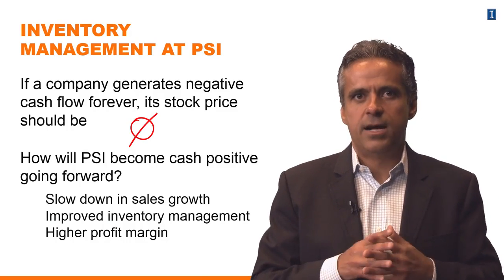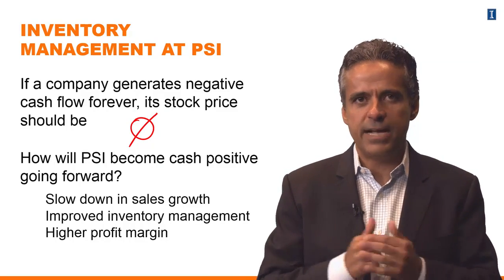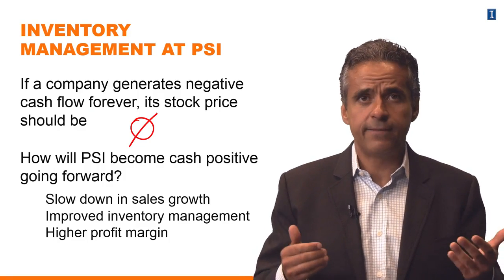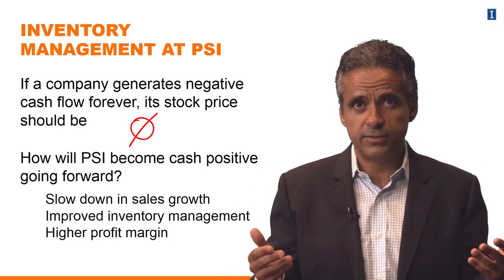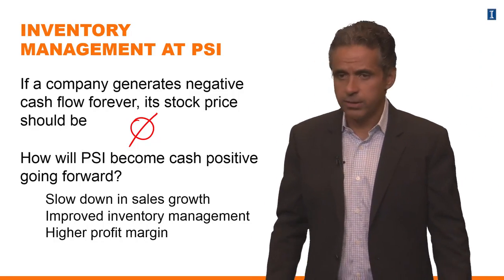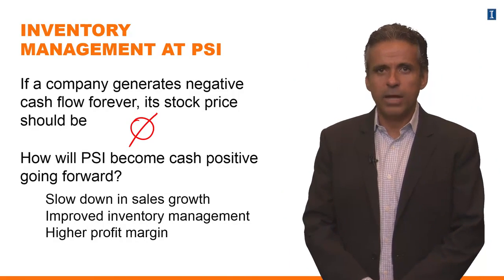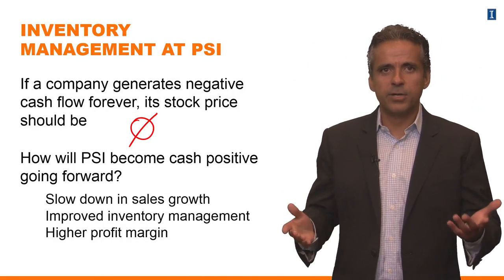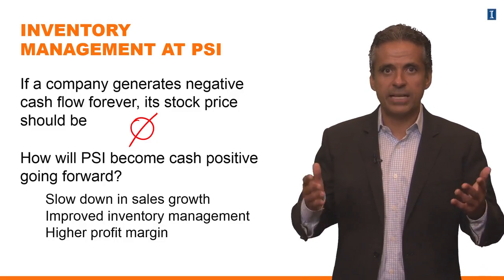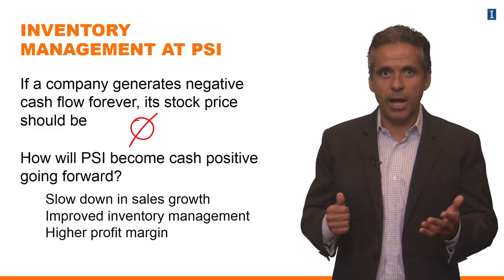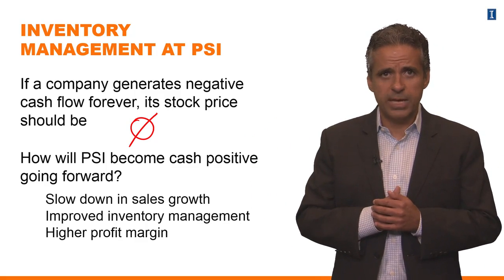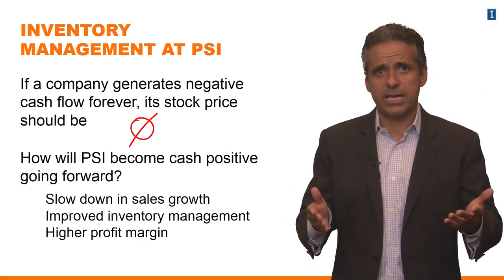And of course, PSI is not bankrupt. PSI is a valuable company. Why is this the case? It has to be that PSI is going to become cash positive going forward, one way or the other. One possibility is that there's going to be a natural slowdown in sales growth. The 40% growth rate that we had in our model is not reasonable. I mean, it's what's happening right now, but the company is unlikely to keep growing at that rate.